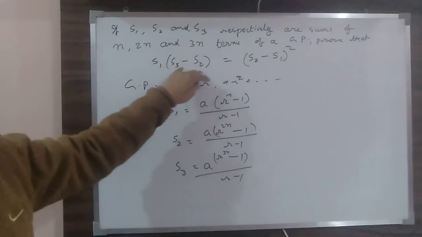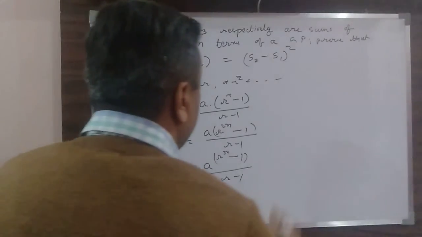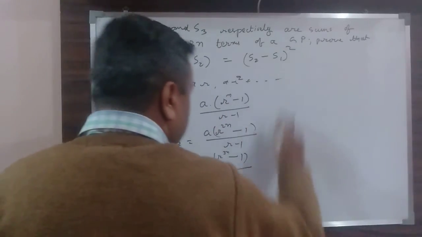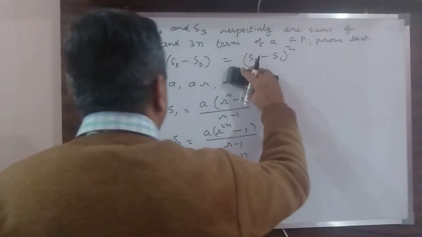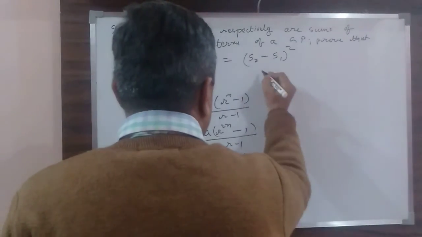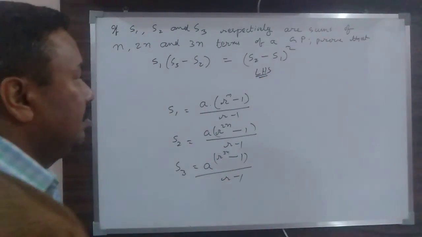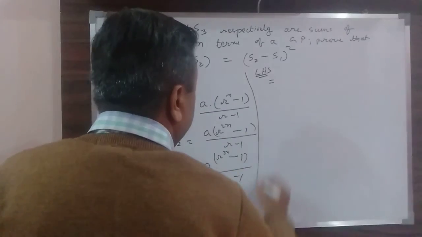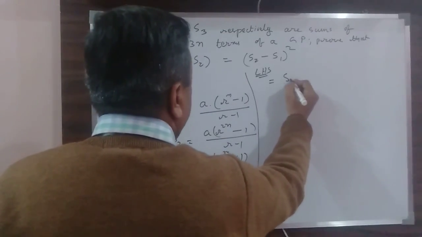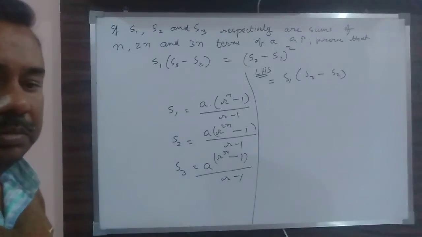Now you have to prove this. How can we do this? Let me try. I'll have to rub this out. What will be the LHS? Your left hand side is S1 multiplied by S3 minus S2.